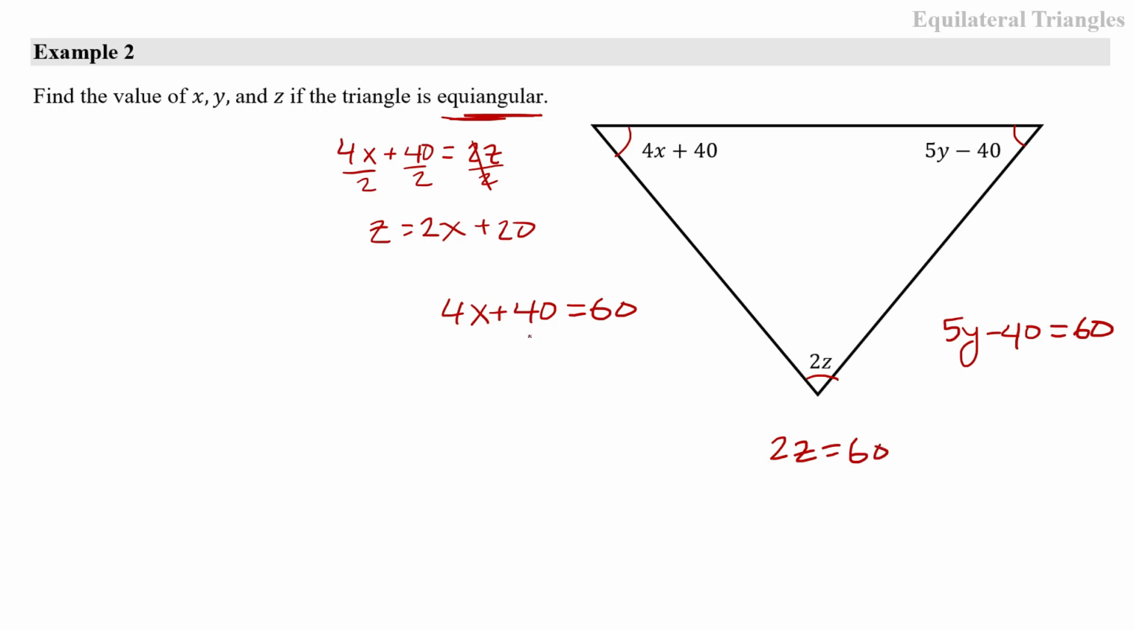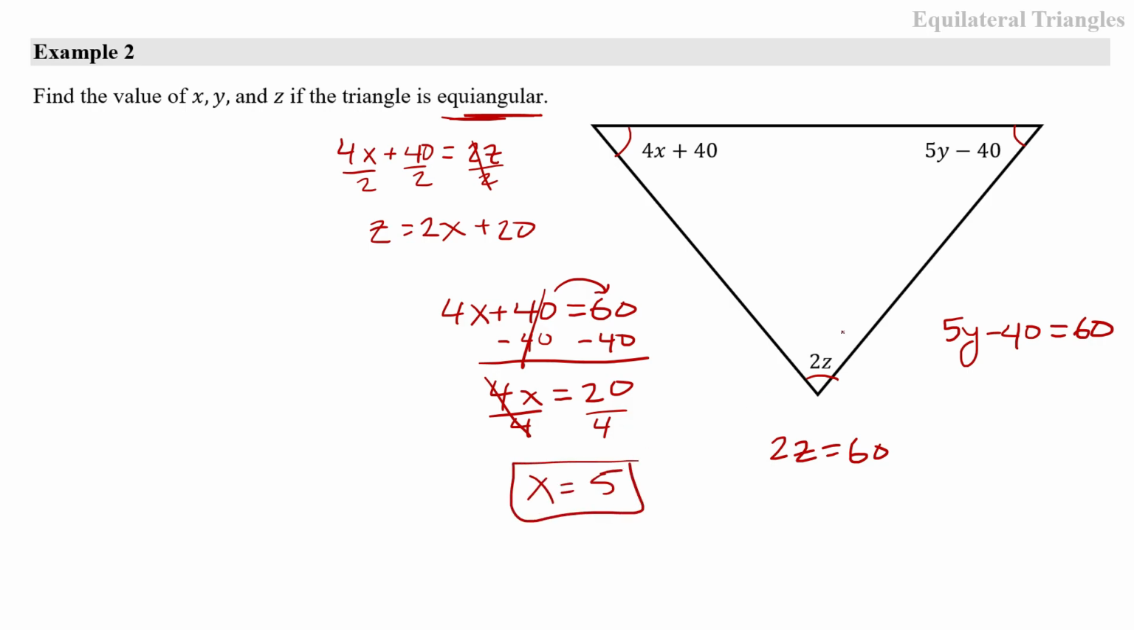So on the left here, if I subtract 40 to bring the 40 with the 60, which are like terms, this will cancel. What am I left with? 4x is equal to 60 minus 40, which is 20. I can divide both sides by 4, and I get that x equals 5. In the middle here, I can just divide by 2, and it cancels. What am I left with? I'm left with z equals 30.